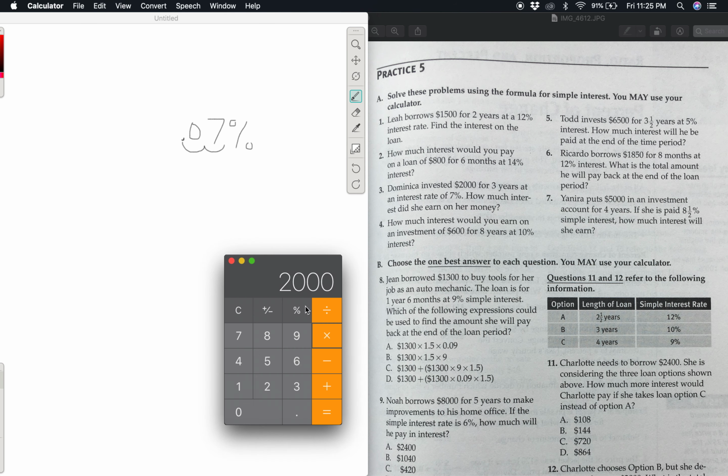Okay, so 2,000 times 0.07, which is the rate, times 3 equals 420. So that's your answer. How much interest did she earn on her money? She earned $420 of interest. And it actually doesn't really matter if you do principal times rate times time, whichever. If you do principal times time times rate, it'll still come out the same.